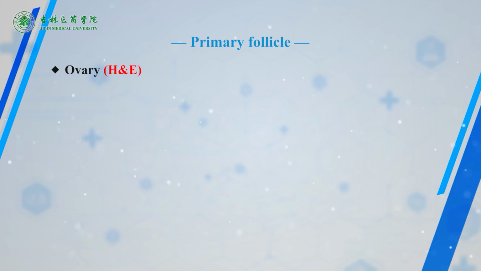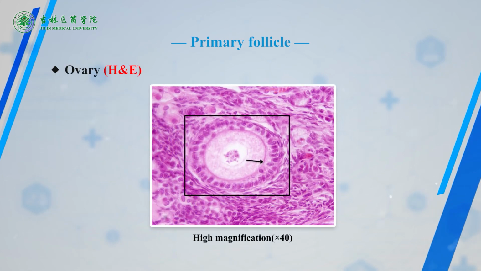The second slide, primary follicle, obtained from the section of ovary, H.E. staining. Growing follicles, primary and secondary, vary greatly, both in morphology and in size. They are located in the deep cortex. The oocyte in the follicle becomes larger.